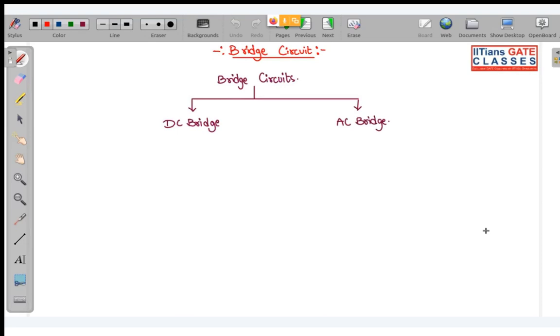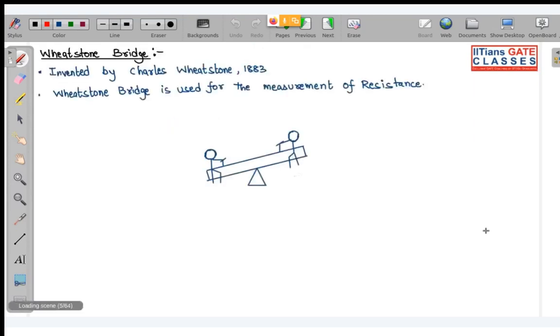Bridge circuits are basically a kind of circuit. If I ask you, what is a bridge network? Can anyone define what a bridge network is? Bridge network means, I guess from 10th class, we are studying Wheatstone bridge. So if I ask you, what is the definition of Wheatstone bridge? Can you define it to me?